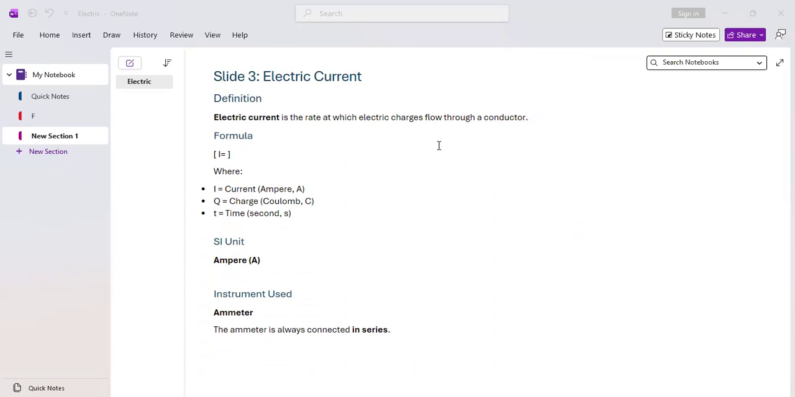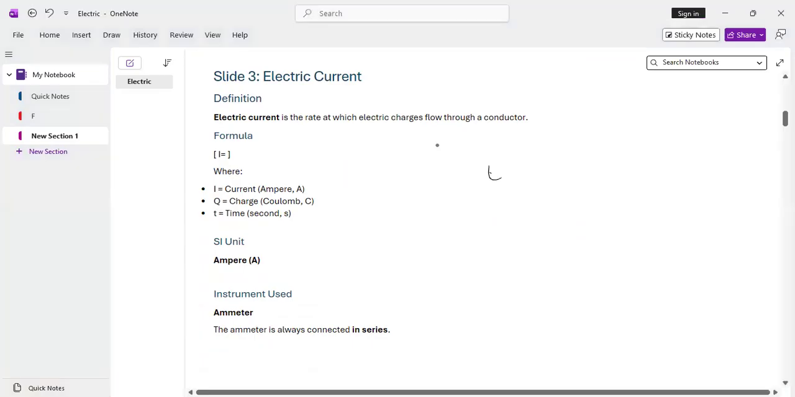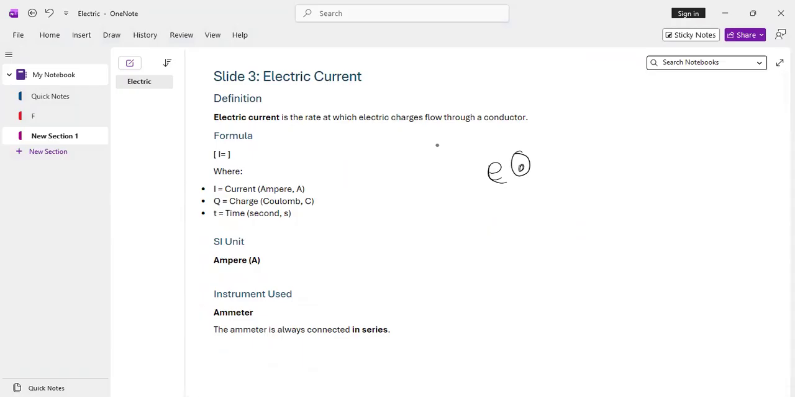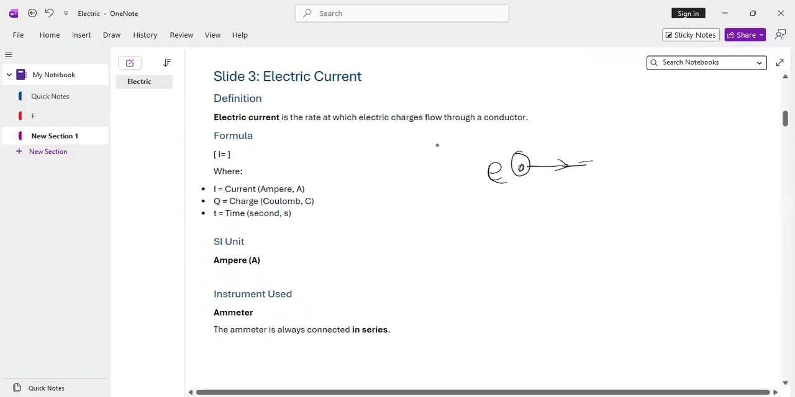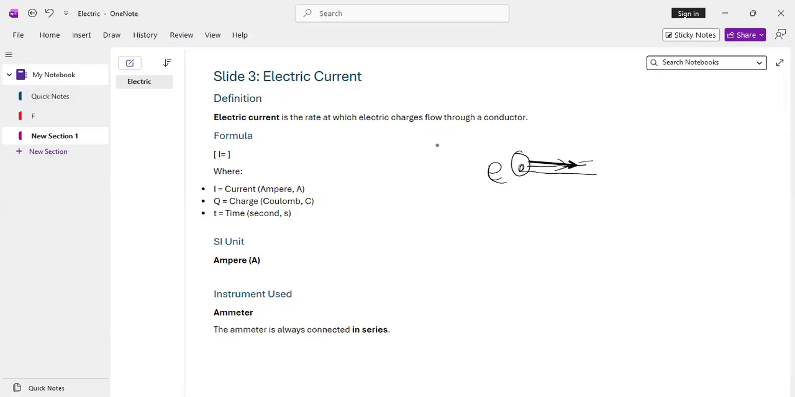Once we hear electricity, we talk of electrons. So when these electrons start flowing, it is now called electricity. So electric current is the rate at which this electron goes in a medium. Electric current is the rate at which electric charges flow through a conductor.